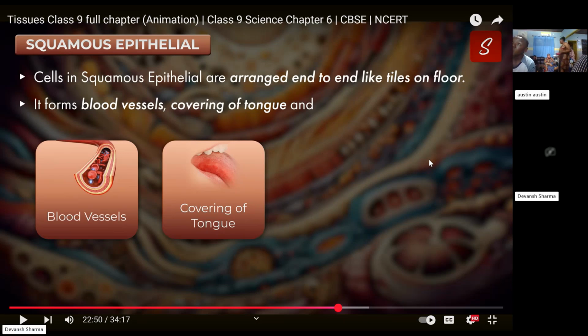Second thing, it forms the lining of blood vessels and the covering of our tongue and skin.